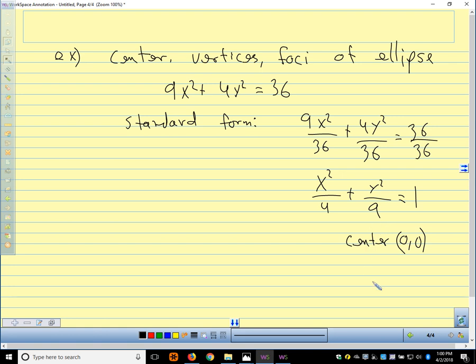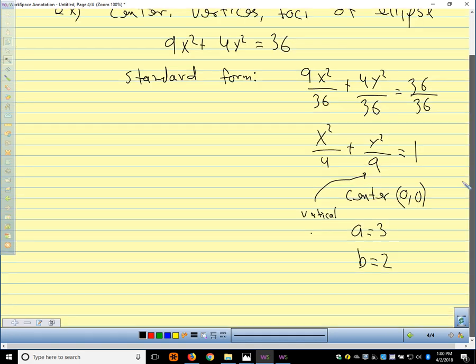Is this vertical or horizontal? Vertical. Since the bigger number is under the y, this tells us it's vertical. And a equals, this is a squared, 3. b equals 2. And we know that a squared equals b squared plus c squared. So c squared is 9 minus 4. So c squared is 5. And c is the square root of 5.